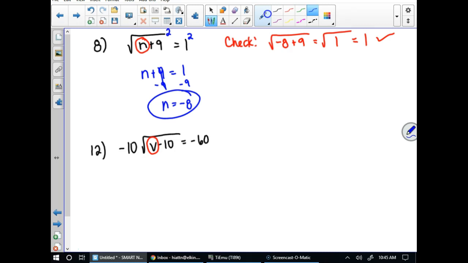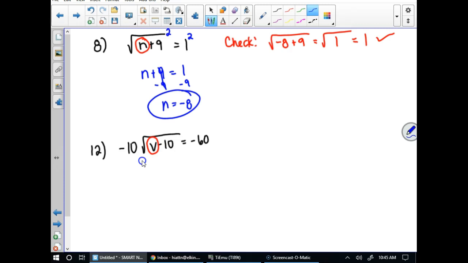Now, something key for these problems: you do need to square this to get rid of the square root, but you do not want to do that until you've got rid of everything that's on the outside of the square root. So that negative 10 is what you want to get rid of first. So, Abril, what would we do to get rid of that negative 10?